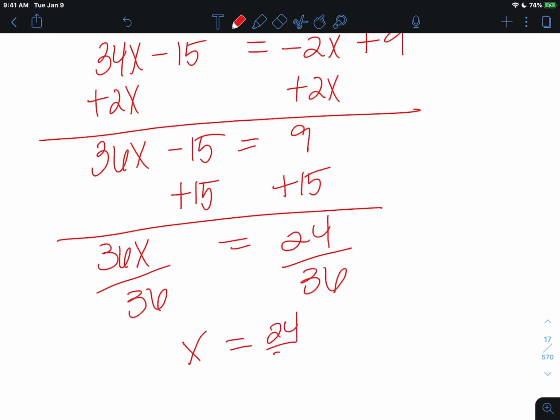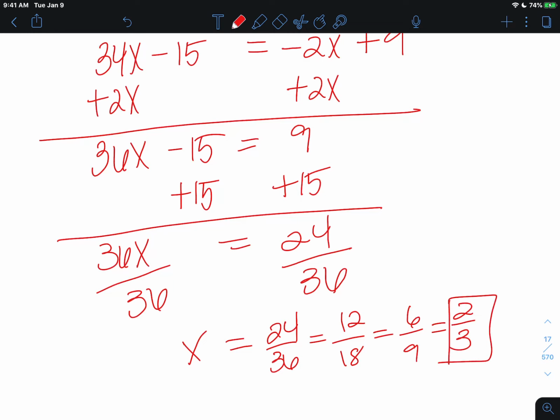And I see that this is 24 over 36. Now, I am used to doing things without the calculator. So what I would do is just start dividing by 2 until I figured out something. 12 over 18, 6 over 9. Can't divide by 2. Let's try 3. And we got it reduced all the way. So my answer is x equals 2 over 3.